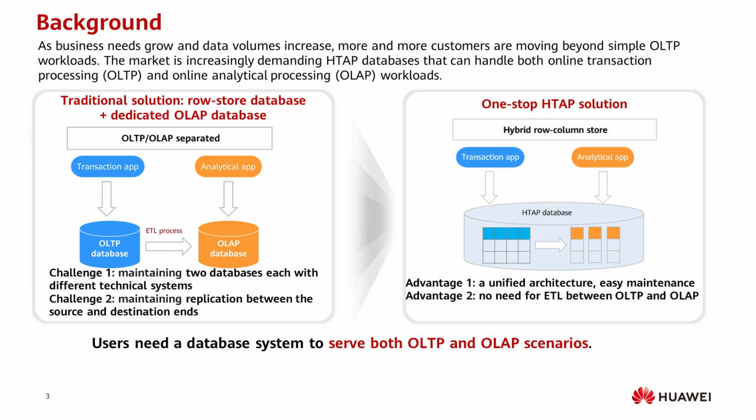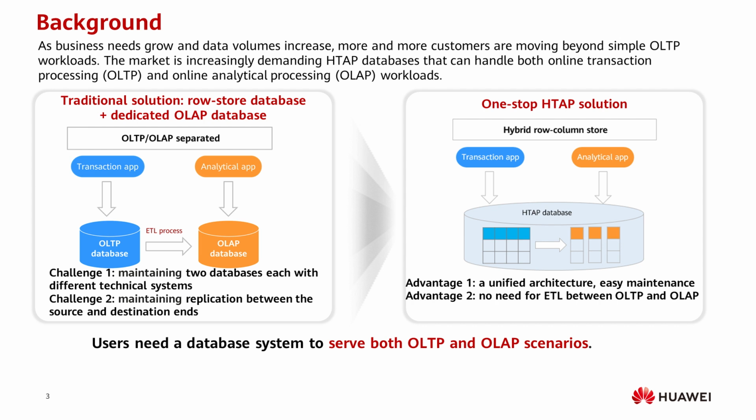As business needs grow and data volumes increase, more and more customers are moving beyond simple OLTP workloads. The market is increasingly demanding HTAP databases that can handle both online transaction processing and online analytical processing workloads. A traditional solution uses a row store database and a dedicated OLAP database together. Compared with a one-stop HTAP solution, it has several disadvantages.